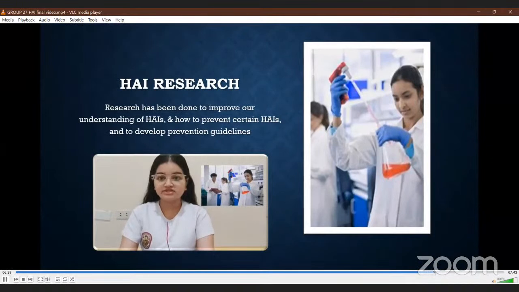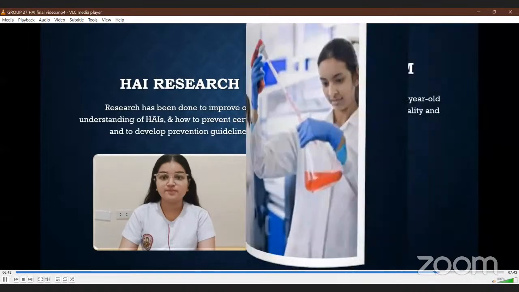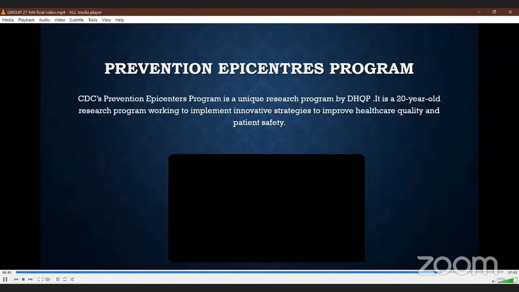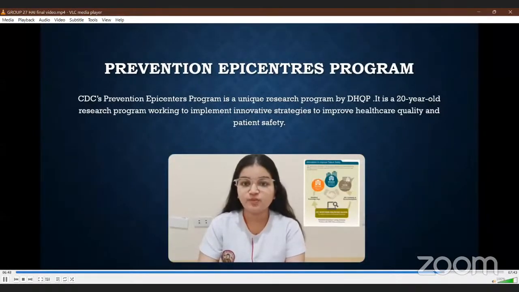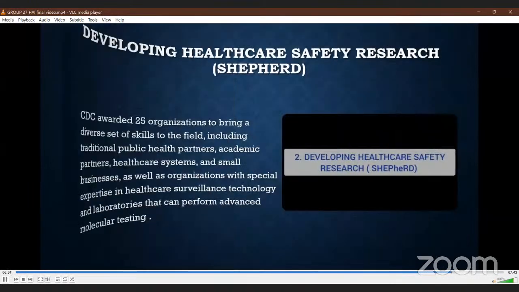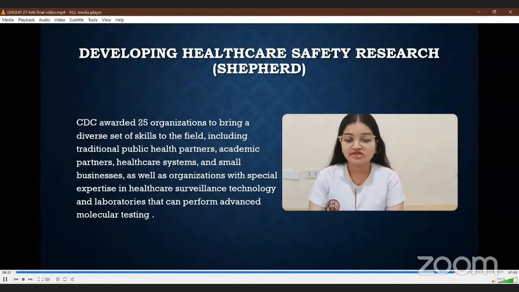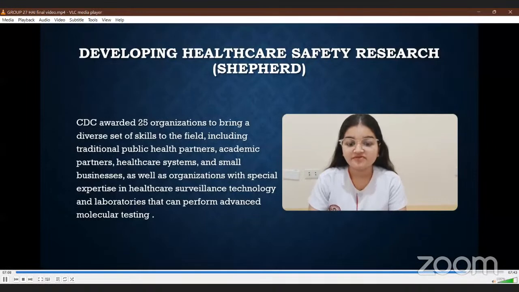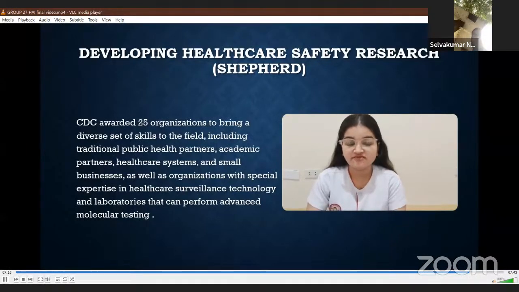Research has been done to improve our understanding of HAIs and how to prevent certain HAIs, and to develop prevention guidelines for them. This is a unique research program by DHQP. It is a 20-year-old research program working to implement innovative strategies to improve healthcare quality and patient safety. It has awarded 25 organizations to bring a diversity of skills to the field, including traditional public health partners, academic partners, healthcare systems, and small businesses, as well as organizations with special expertise in healthcare, surveillance technology, and laboratories that can perform advanced molecular tests. All these organizations are funded by the SHEPheRD program.